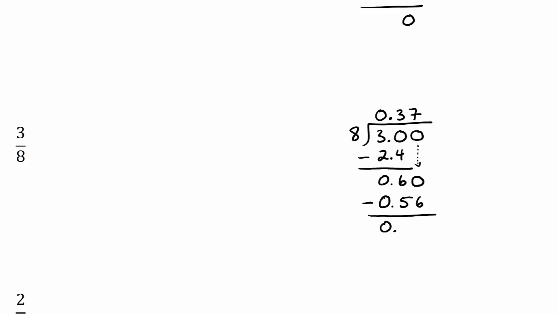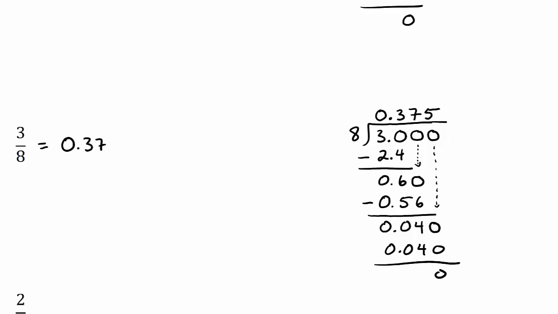That's going to give me 0.04. 8 won't go into that 4, so I'm going to add another 0. I'm going to bring that 0 all the way down here to treat that 0.04 as a 40. 8 does go into 40, and it goes in a perfect 5 times. And I can see that by doing that backwards multiply of the 5 by 8 to get the 40, and there's my remainder of 0. And so then that tells me that 3/8 is the same as 0.375.